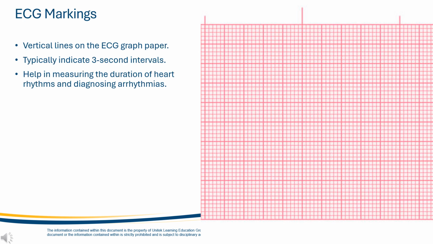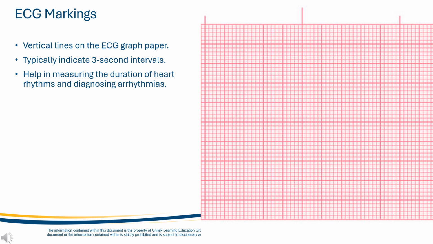Now let's talk about other markings that you're going to see on the ECG strip. These are going to help you accurately interpret and diagnose cardiac conditions. So ECG markings are those vertical lines that you see printed on the ECG graph paper at consistent intervals. These lines serve as reference points that help in the precise measurement of time and heart rhythm. Look at the top of the graph that you see on the right. You'll see the shorter and longer red line that extends above the graph. These are the markings I'm talking about.